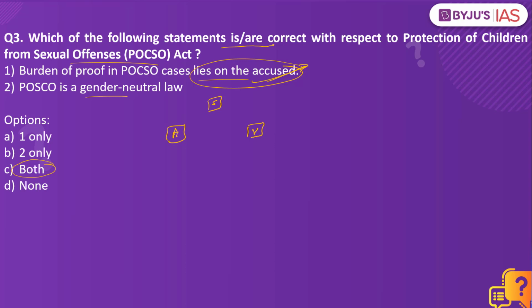So the law is applicable to a boy and a girl who is less than 18 years of age if there is a sexual offense committed against this individual. So any individual who is less than 18 years of age will be a victim under the POCSO Act. So any person perpetrating a crime against this individual who is less than 18 years of age, whether it is a boy or girl, will come under the POCSO Act. So the second statement is also right.